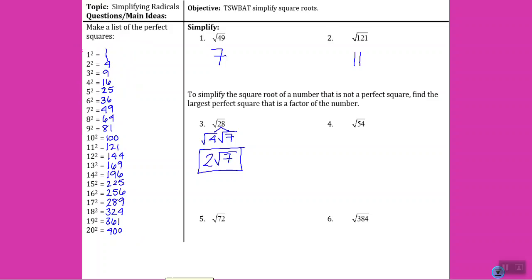If we want to simplify the square root of 54, we're going to look. 54 is between 49 and 64, so we're going to try dividing it by 49, 36, 25, 16, 9, 4, and see what the biggest one that divides into 54 is.